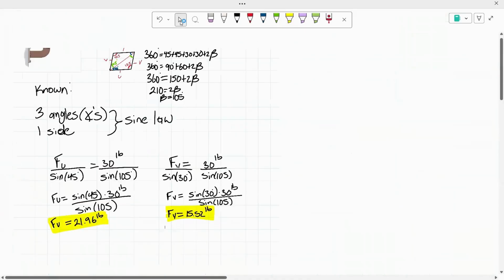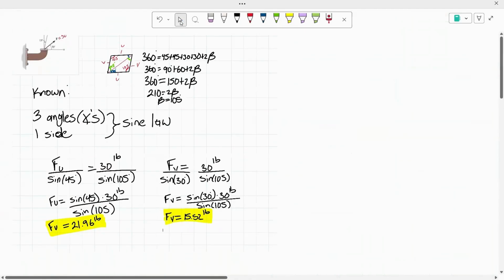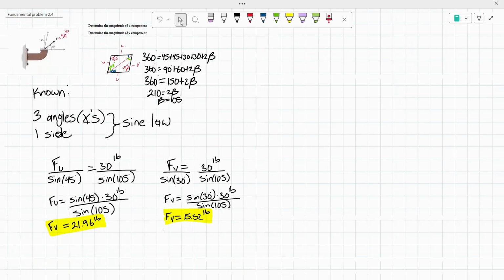And just like that, with knowing 3 angles and 1 side, we were able to use the sine law to help us determine the magnitude of the u and v components, giving us F of u equaling 21.96 pounds and F of v being 15.52 pounds.